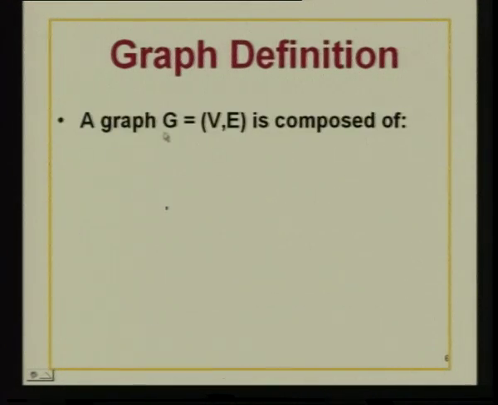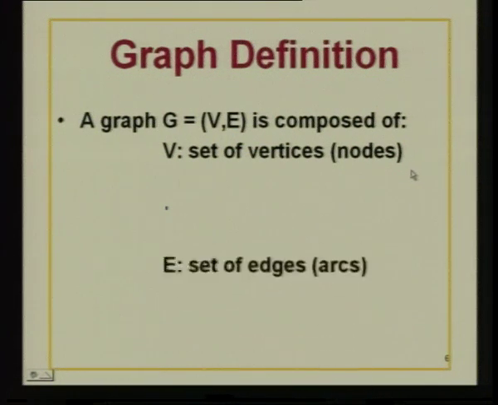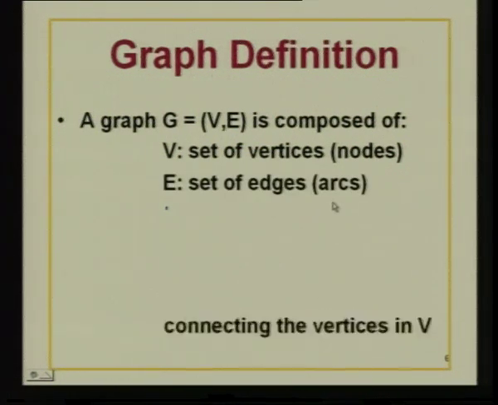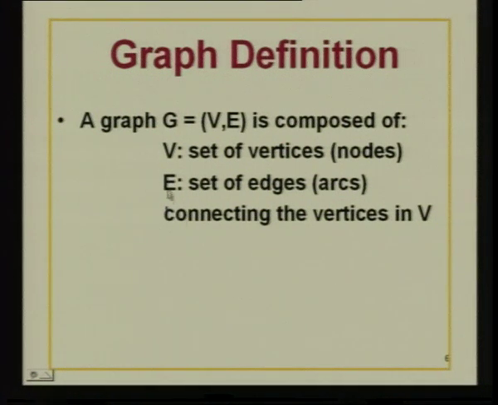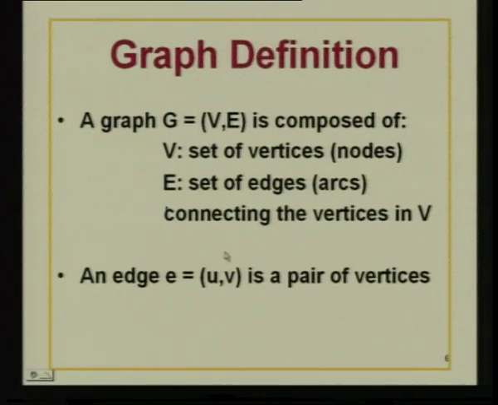A graph G is represented by V and E. Please note V stands for the vertices and E stands for the edges. It is composed of V, a set of vertices or nodes, and E, a set of edges or arcs, and these edges connect the vertices in this set. So you have two sets, a vertex set and an edge set. An edge is usually represented as UV, where U and V are vertices belonging to this big set V.